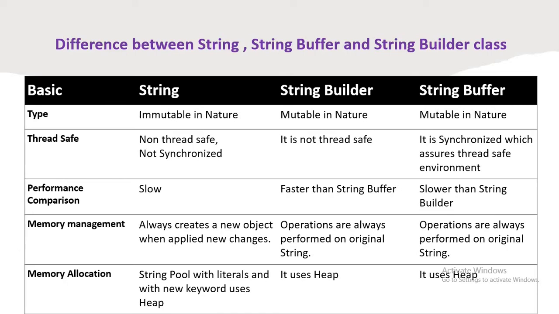Next is memory allocation. For String, it always uses the string pool when we create the object with literals, and with the new keyword it uses the heap area. StringBuilder always uses the heap area, and StringBuffer is also the same; it also uses the heap area.